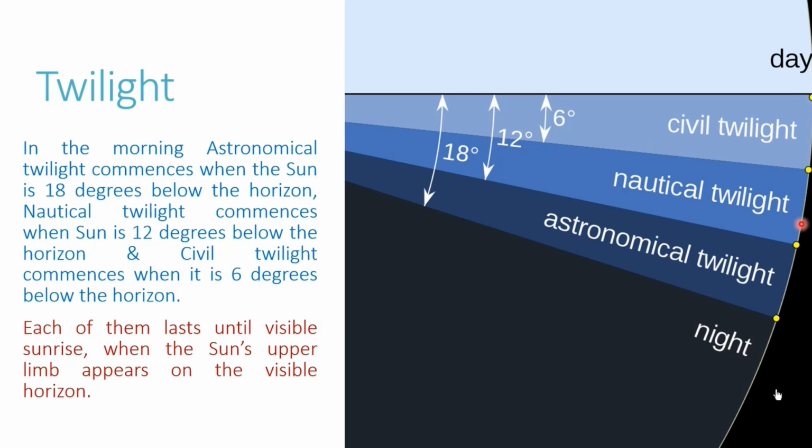The most suitable period is from the commencement of nautical twilight, when the sun is 12 degrees below the horizon, to the commencement of civil twilight, when the sun is 6 degrees below the horizon.